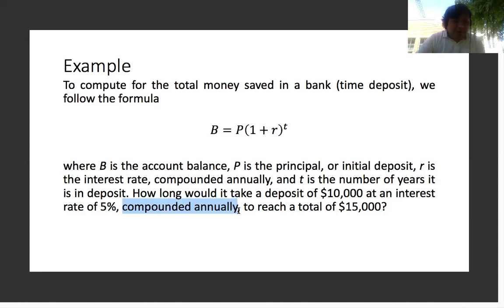So the question is, how long would it take for the $10,000 to become $15,000 if the annual interest rate is 5% and it's compounded annually? If you would like to try this out on your own, you are free to do so. Just pause the video if you need more time, and when you're ready, unpause the video and look at our solution.